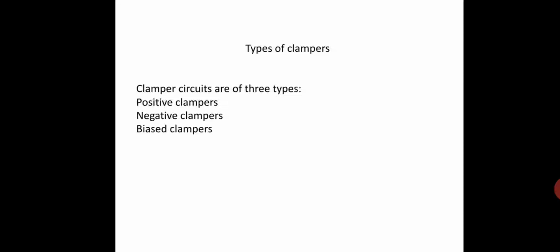According to the output waveform, clamper circuits are divided into three types: the positive clamper, which adds a DC level to the positive side; the negative clamper, which adds a DC level to the negative side; and the biased clamper, where we use a DC battery along with the positive or negative clamper.